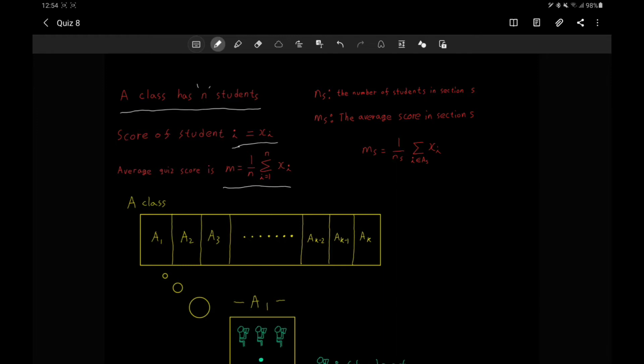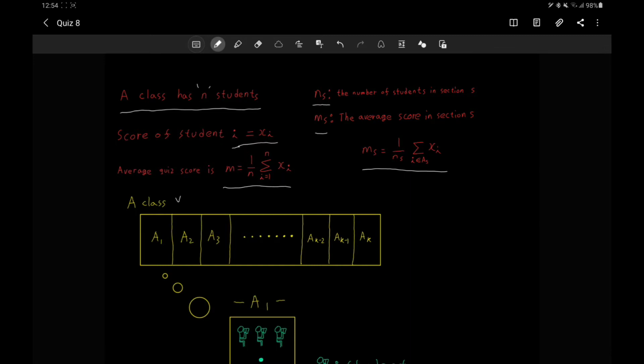Let's split Class A into several sections. At this time, n_S is the number of students in section S. The average of these sections can be obtained in the following ways.